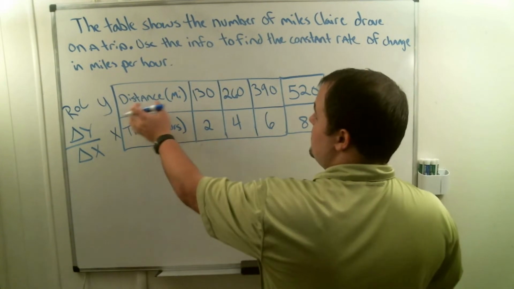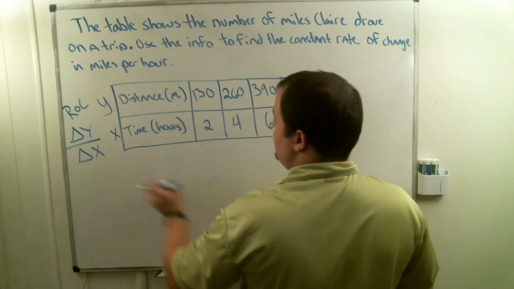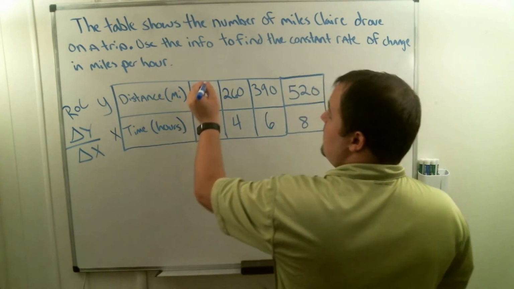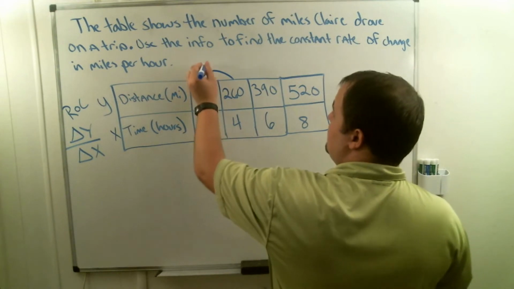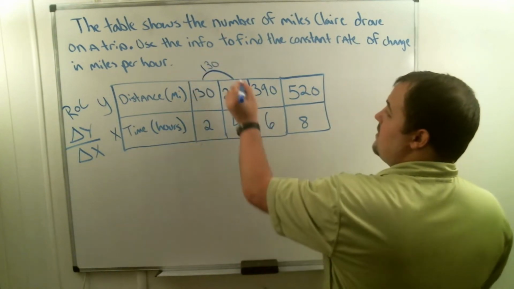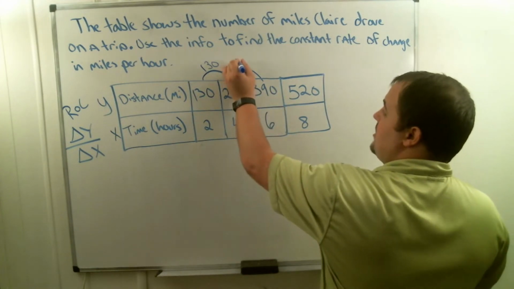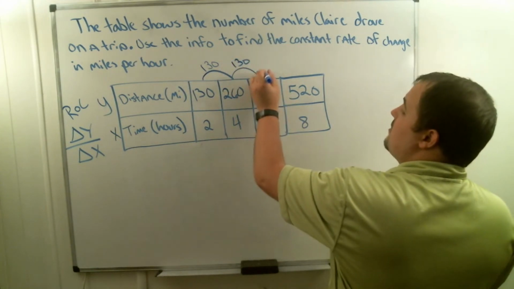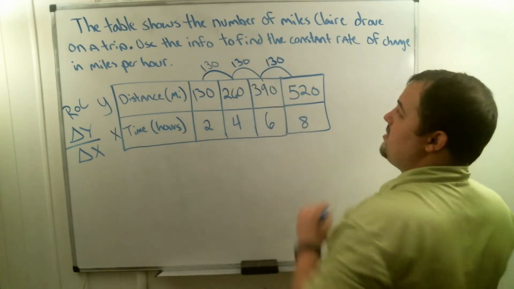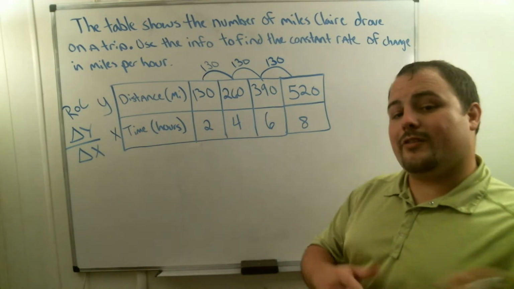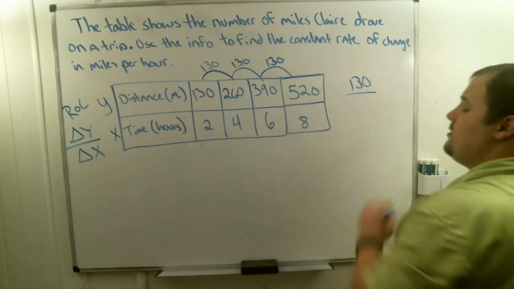So what we're going to do is find the change in y first, because rate of change is the change in y divided by the change in x. So I'm going to figure out what y changes by. Well, it goes from 130 to 260. That's a change of 130. It goes from 260 to 390. Again, that's a change of 130. And it goes from 390 to 520. That's a change of 130. So I know right now that y is changing by 130. So I'm going to write that the change in y is 130.